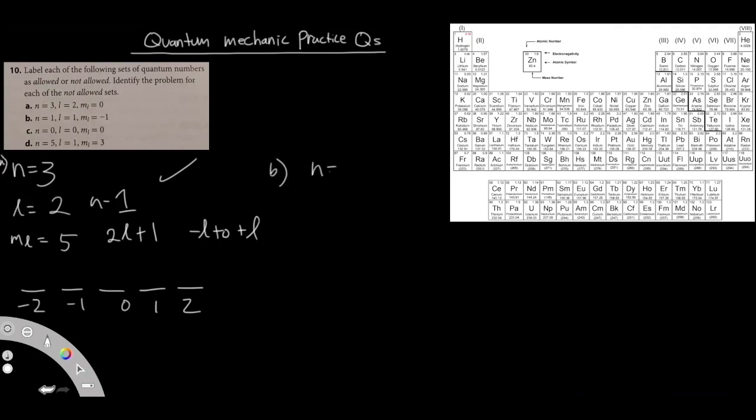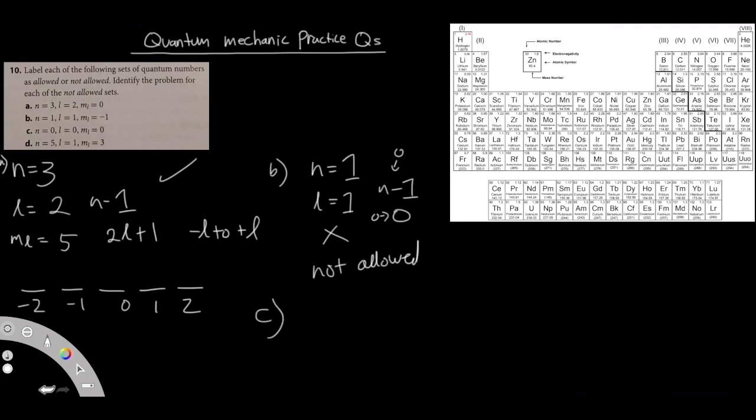Alright, let's also try B. N is equal to 1. L is equal to 1. Does it work out? Remember, N minus 1, so 1 minus 1 gives you 0. Or even 0 to N minus 1, because technically it's always 0 to N minus 1. Well, 0 to 0. This number 1 does not fit any of these. So this definitely does not work out.